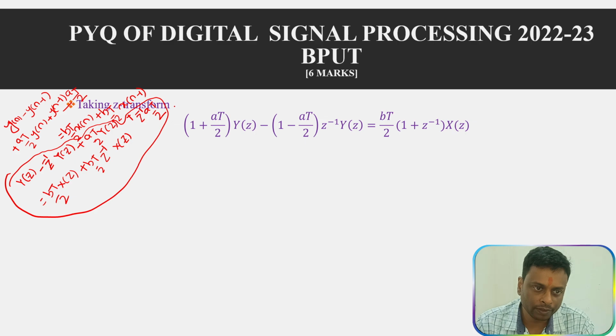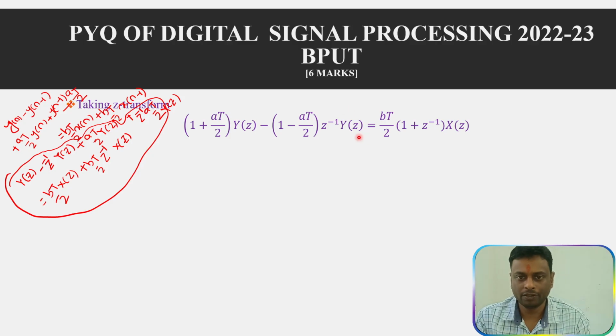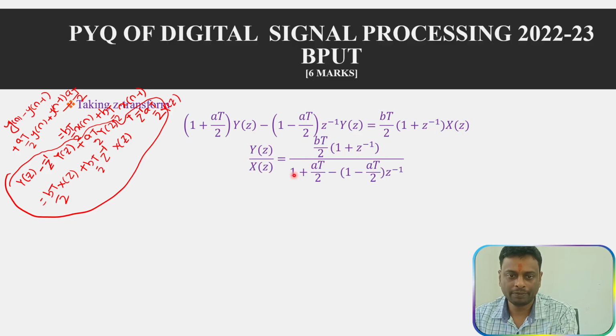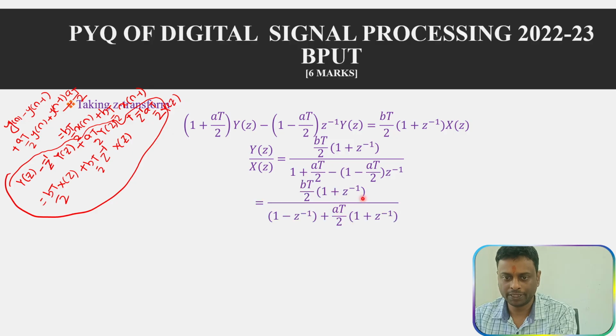So this is y of z, where z inverse means a t by 2. The first term and this z inverse term you can take common, so y of z times this one. Similarly, x of z you can take common: b t by 2 x of z, that will be 1 plus z inverse x of z. Now y of z by x of z you can get. Now b t by 2 times 1 plus z inverse, you can simplify this.